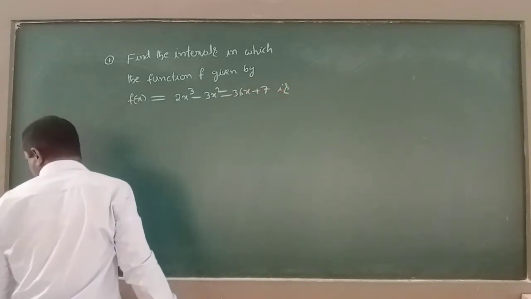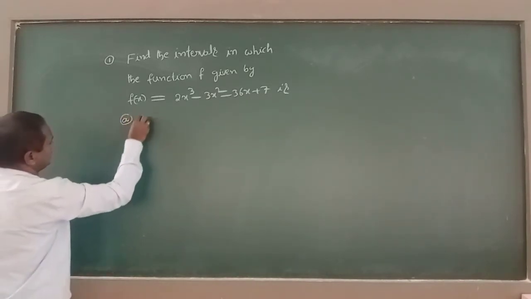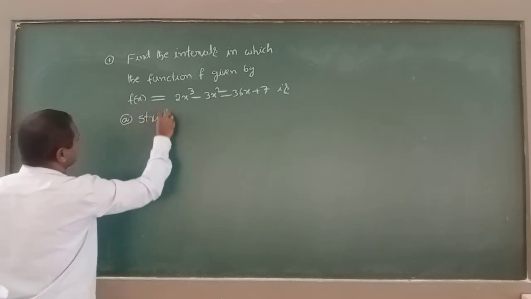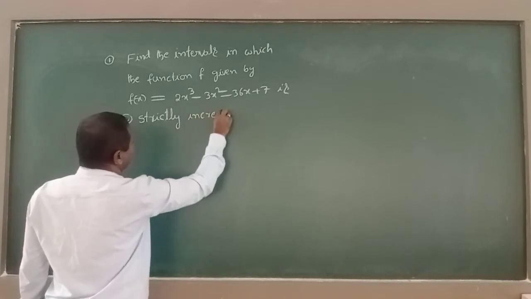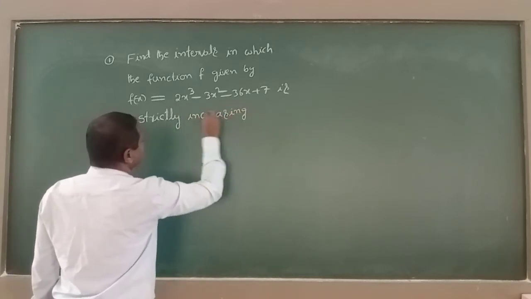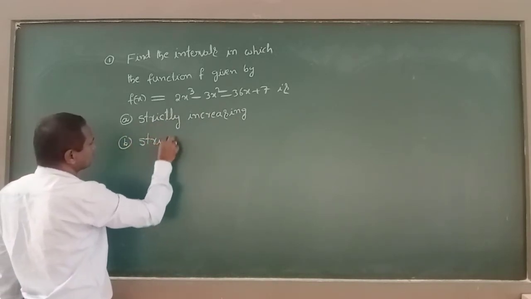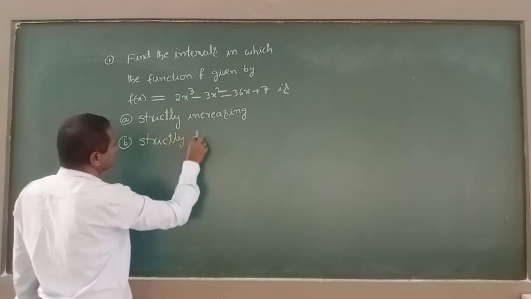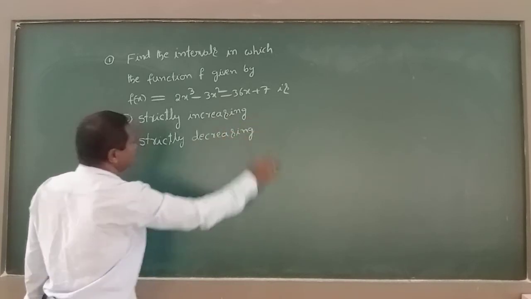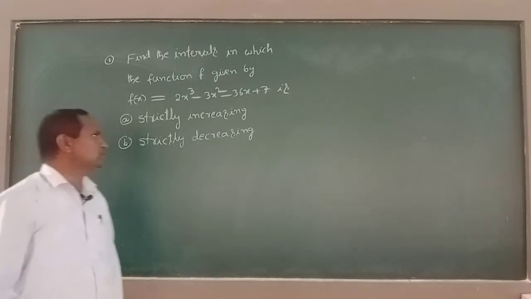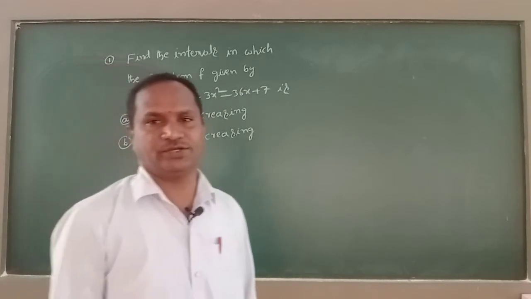First question is strictly increasing and second question is strictly decreasing. A is strictly increasing. B is strictly decreasing. Like that, they are asking two questions here: strictly increasing and strictly decreasing.